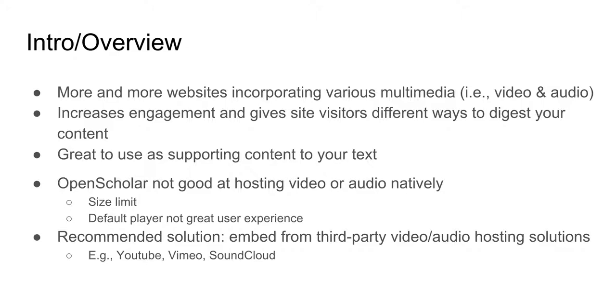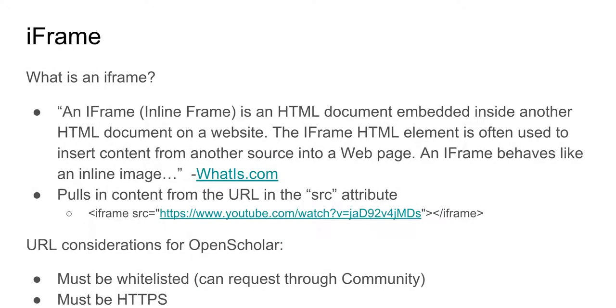OpenScholar is not great at hosting that stuff natively due to a couple of limitations. There's a size limit, which is I think 128 megabytes, right? So most videos you won't even be able to get past that step. You can upload some audio files if they're not too big. Joe's going to show you how to customize the audio player a little bit. But our recommended solution is to go through third-party vendors like YouTube, Vimeo, and SoundCloud for audio, because it's pretty easy to integrate it with OpenScholar.